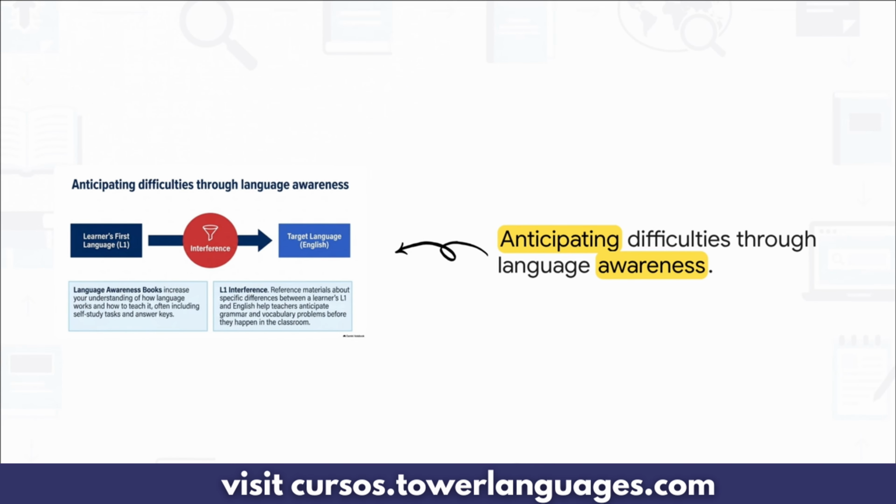To prep for this, teachers use language awareness books and guides on L1 interference. By checking these out, you can anticipate those exact hurdles before they happen and design exercises to tackle them head-on. It saves class time and saves your students a ton of frustration.